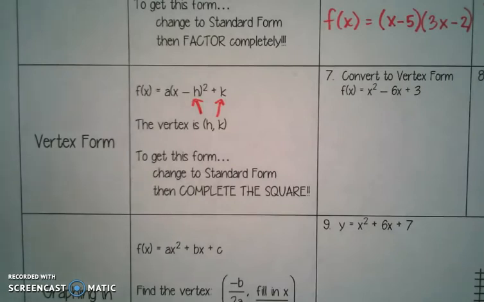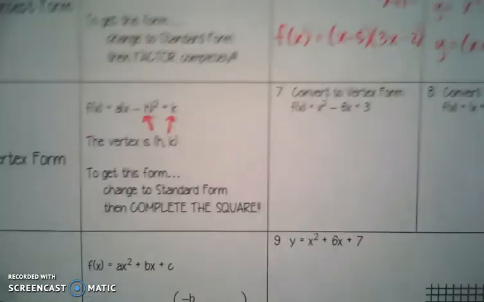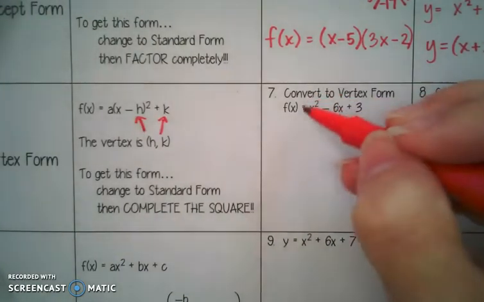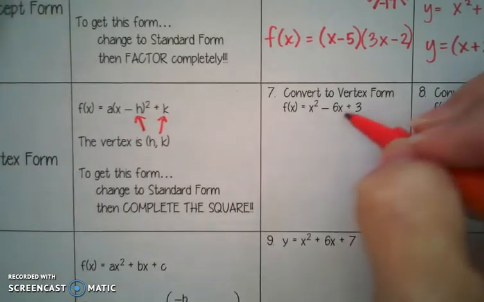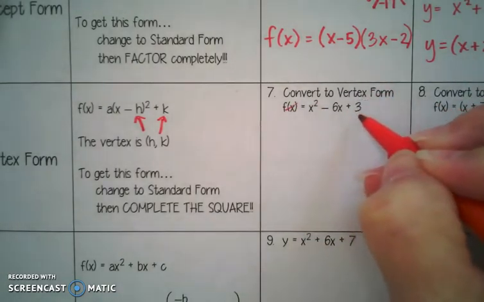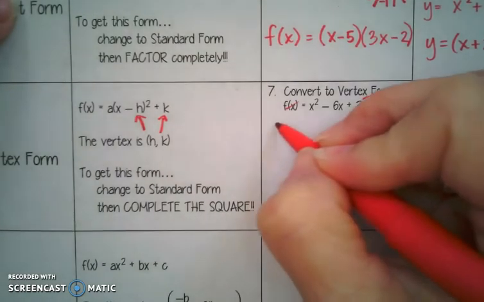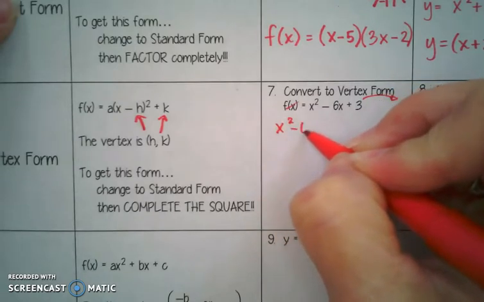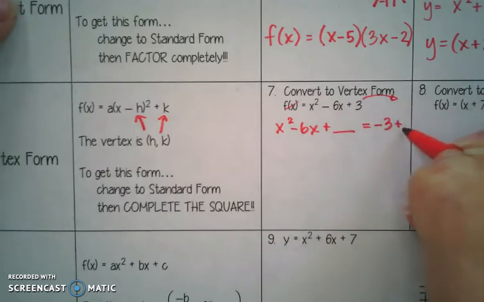Now, to get this form, what we need to do again is start with standard form. So if we don't have standard form, we need to get standard form, and then we complete the square, almost. So, first example, this is standard form, so we don't have to worry about doing that, but we do need to complete the square. So I'm just going to ignore this f of x for just a minute. So 3 is not the right man for the job over here, so we're going to move him out of the way. So that's going to give us x squared minus 6x plus blank equals negative 3 plus blank.